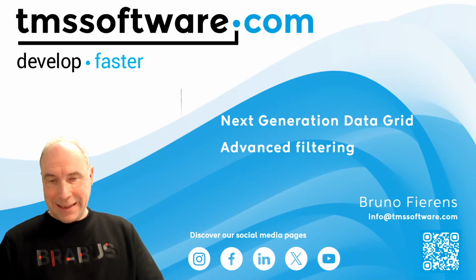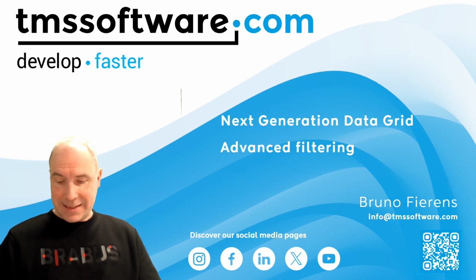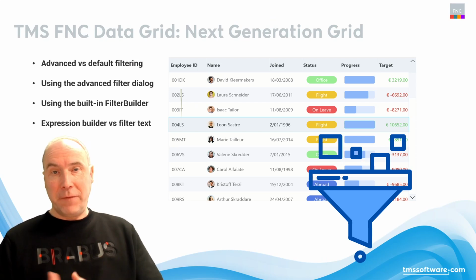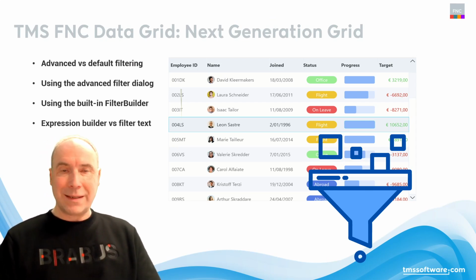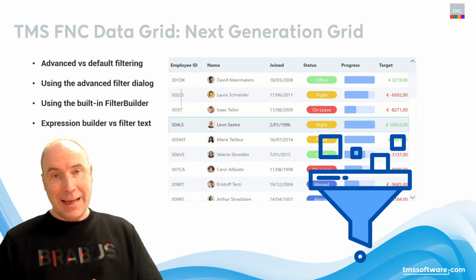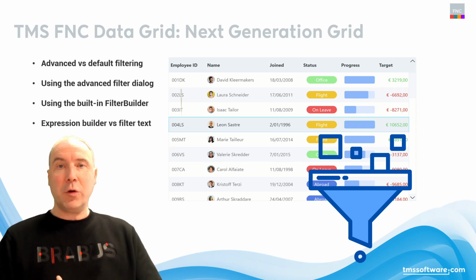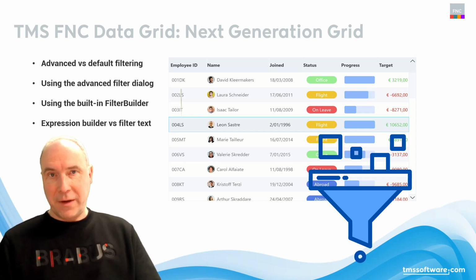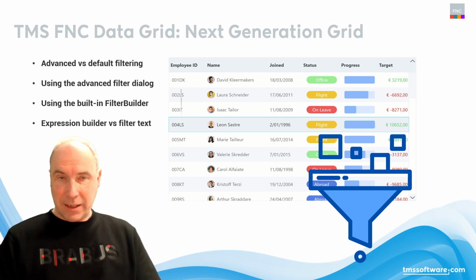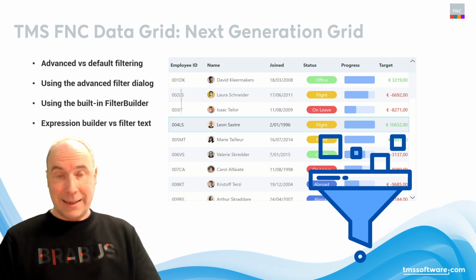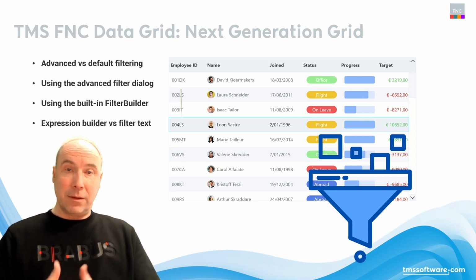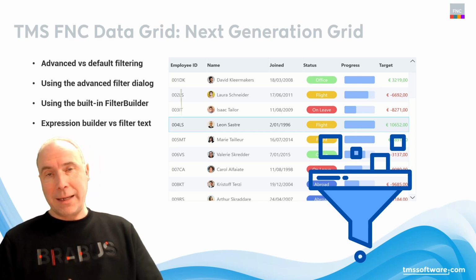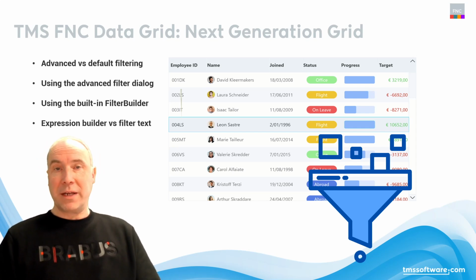Discover together with me the new advanced filtering options built into our FNC Data Grid. In this video, I will demonstrate what the difference is between advanced filtering and the default filtering capabilities of the FNC Data Grid, how you can invoke our new advanced filter dialog from the FNC Data Grid, and how you can also programmatically take advantage of advanced filtering via the filter builder, and how you can do that either by using the expression builder or by using filter text.